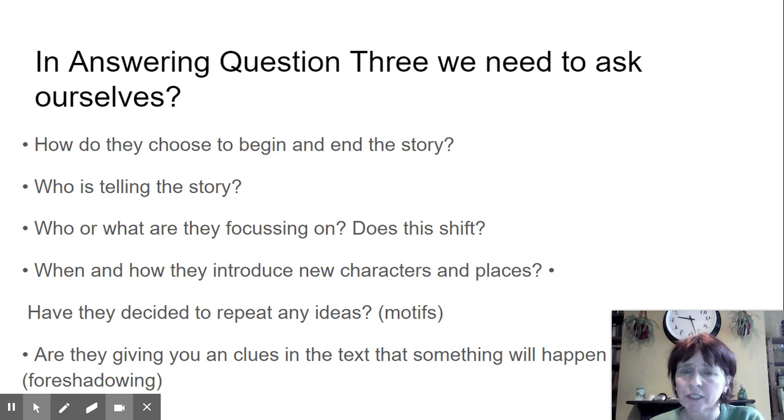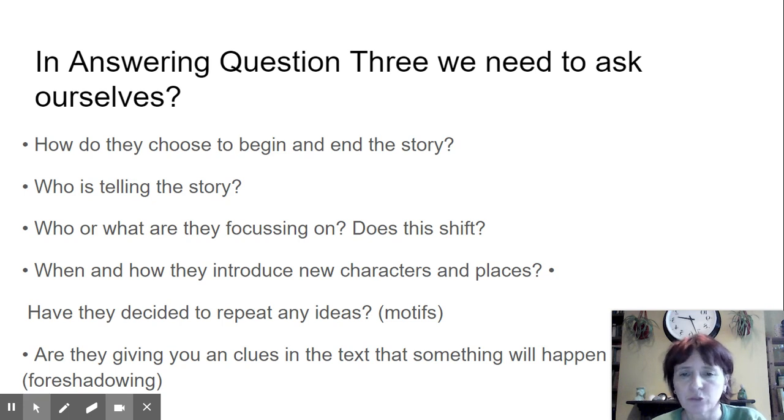Who's telling the story? What are they focusing on? Who are they focusing on? Does this shift? When and how do they introduce new characters and places? Have they decided to repeat any ideas? This is called a motif. Don't worry if you forget that word. But sometimes writers return to ideas or images, and we will come back to that later on in the class.